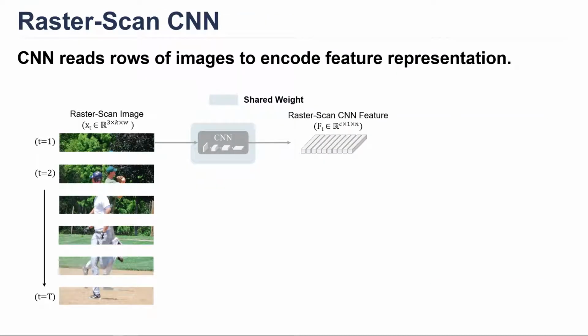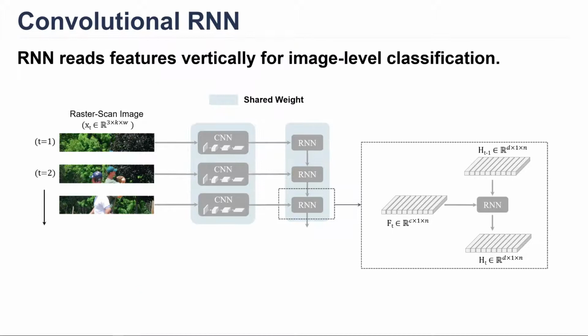First, we divide an image into a group of T raster-scan sub-images with only height reduced to K. Then, we read T sub-images sequentially using a multi-head CNN to output a feature map of height 1. Next, RNN is used to capture the vertical context for image level classification. The current raster-scanned feature FT is used to update the hidden state of RNN.